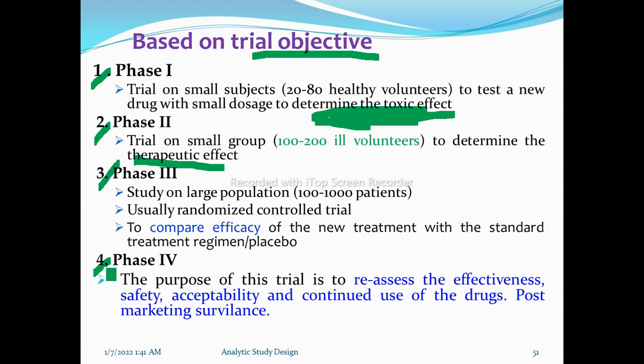So phase 4: the purpose of this trial is to reassess the effectiveness, safety, acceptability, and continued use of drugs, mostly through post-marketing surveillance.